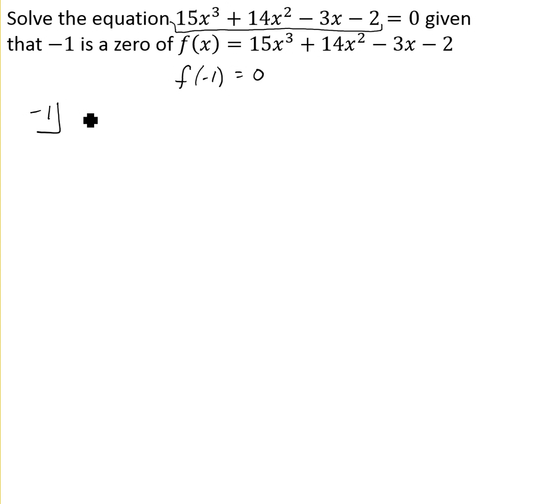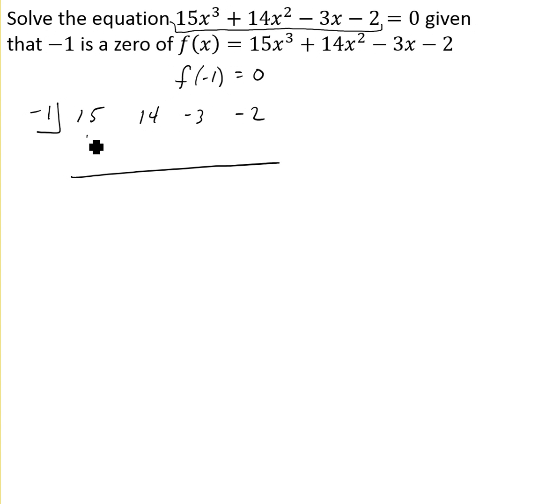So let's go ahead and set up our synthetic division. So we have a 15, 14, negative 3, negative 2. Now based on the given information, I am expecting this remainder to be 0. So if it's not, that probably means I made some kind of mistake in the division.